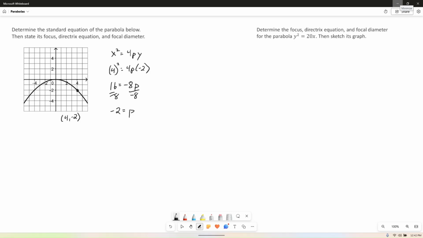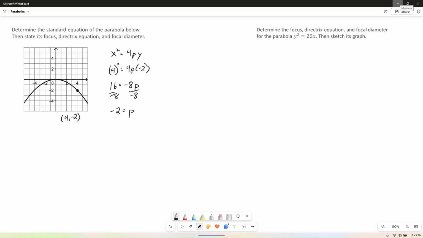Remember that the focus is always inside the parabola. So in this case, since the parabola curves downwards, the focus is going to be down below the vertex, and the directrix is always outside the parabola. The parabola curves away from the directrix around the focus. So since it's curving down, the focus has to be below the vertex, and the directrix has to be above the vertex. The distance from the vertex to the directrix or focus is the value of p.